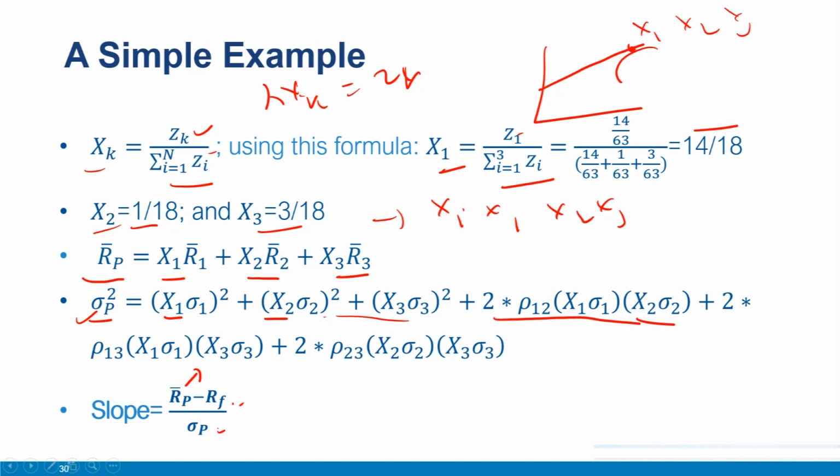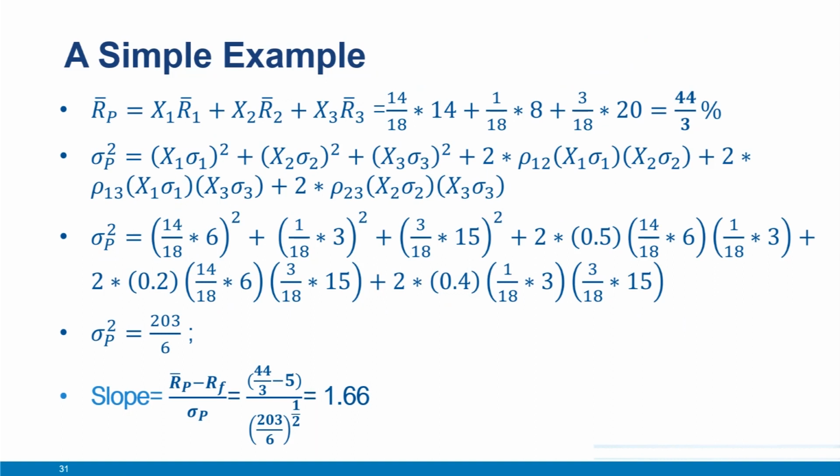Let's see how these numbers look. First we compute the rp bar, which is the sum product of weights and expected returns, which is 14 upon 18 into 14 and so on up till 3 upon 18 into 20. So here we get expected return as 44 by 3%, which is close to something like 14 point something in percentages. Then similarly I can obtain sigma p square by substituting values in this expression, where we know x1 is 14 upon 18, sigma is 6. So I can substitute the values from the table and get the value of sigma p square as 203 by 6.